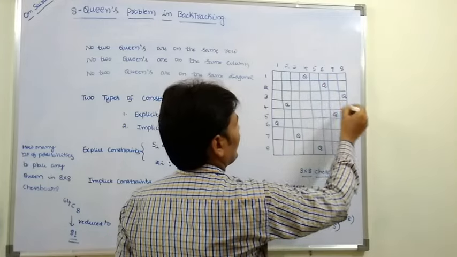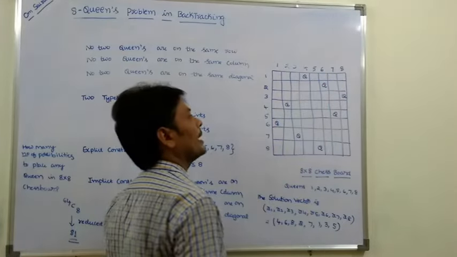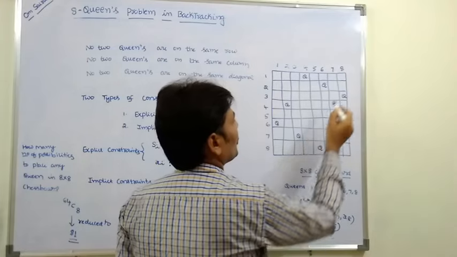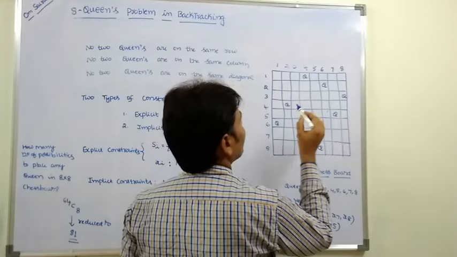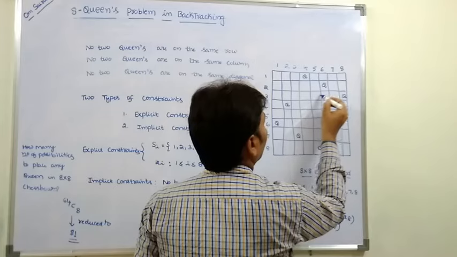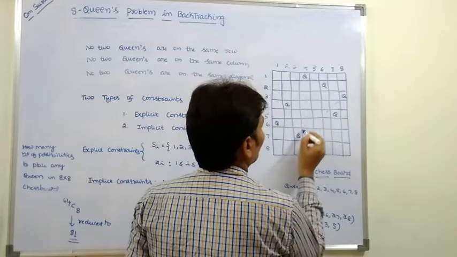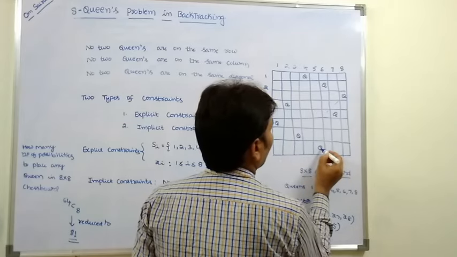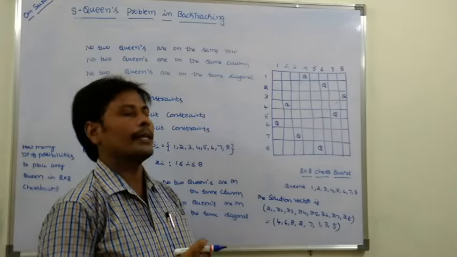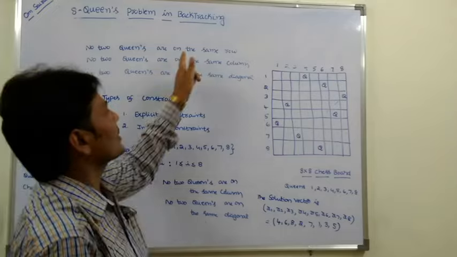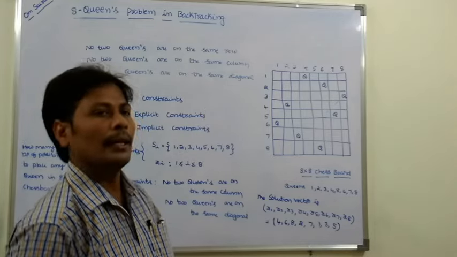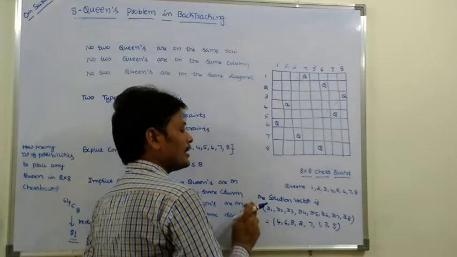We have to check. This diagonal, no queen is there. This diagonal, no queen is there. On each of these diagonals, no two queens are there. Okay. So after satisfying these three conditions, no two queens are on the same row, no two queens are on the same column, no two queens are on the same diagonal, the final solution vector is an 8 tuple.